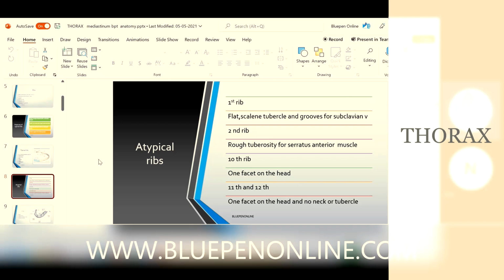True ribs means the ribs are directly connected with the sternum. False ribs means they are connected with the sternum, but not directly. False means they don't have any direct attachment with the sternum. Hope it is very clear.